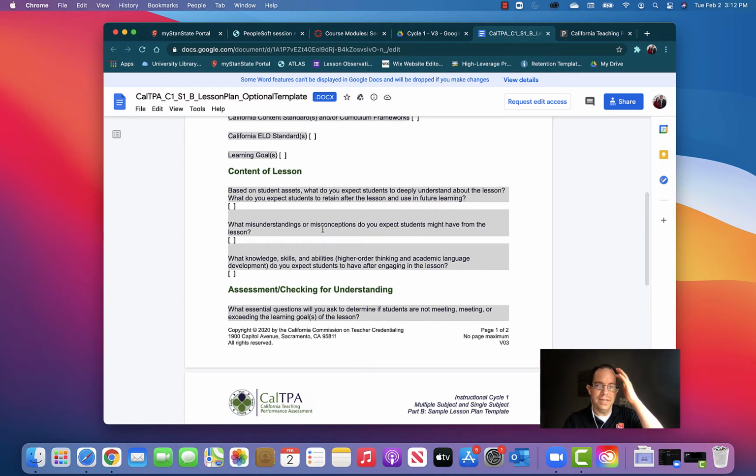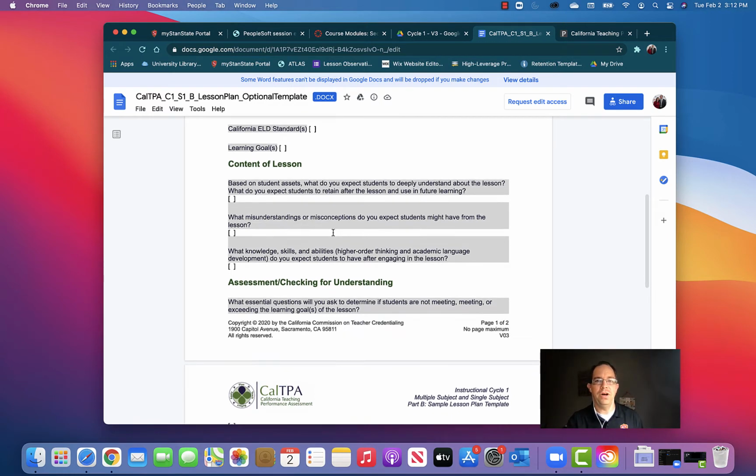You also want to articulate based on, again, their needs. What are some misunderstandings or misconceptions you expect these students to have about this lesson? All students have the potential to have a misconception about what you're about to teach. So how are you going to clarify that? And you want to write that there. I fully expect that they're going to be not prepared for this, or they may slightly misunderstand this. And so I'm going to make sure I do X, Y, and Z.